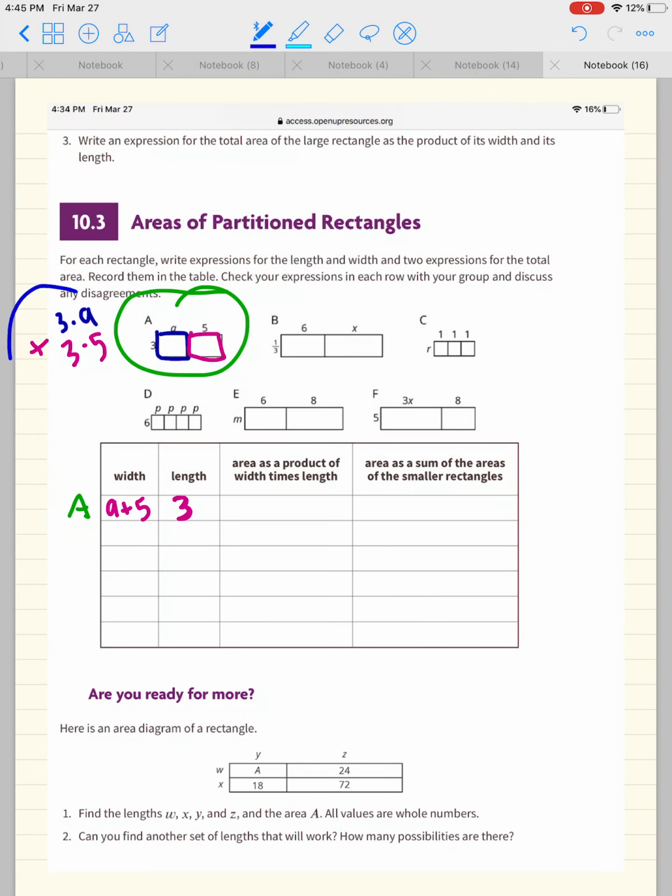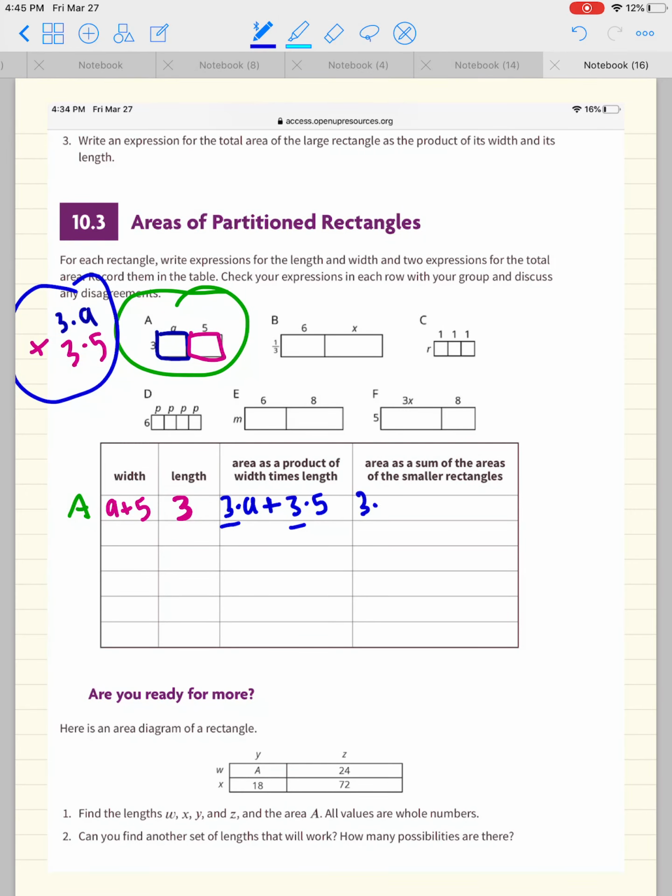And area as a product of width times length. So that's exactly what we were doing up here. We have 3 times A plus 3 times 5. So does this look familiar at all? Here we have the 3 for both, and we have the A and the 5. Okay, area as a sum of the areas of the smaller rectangles.